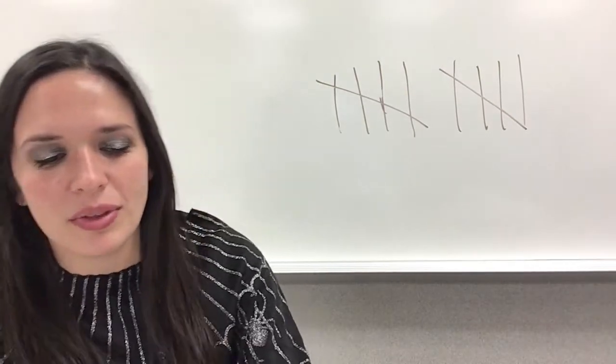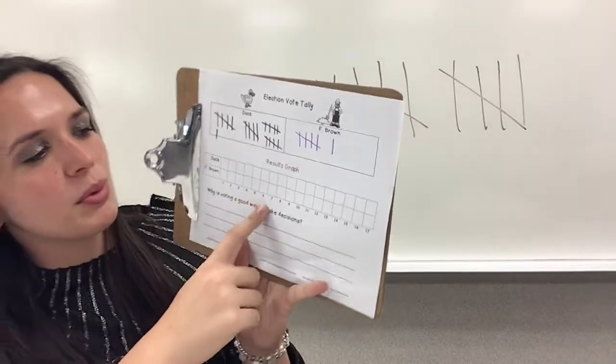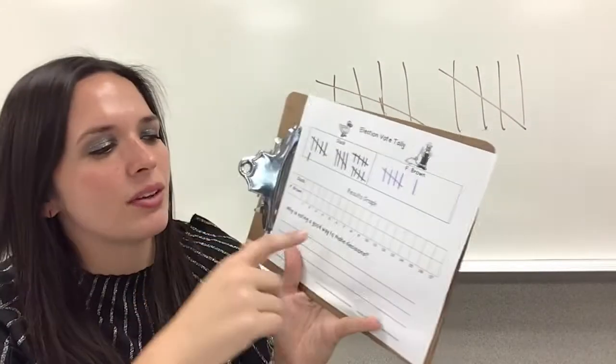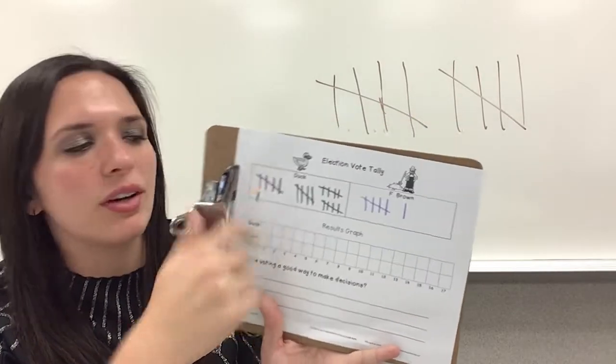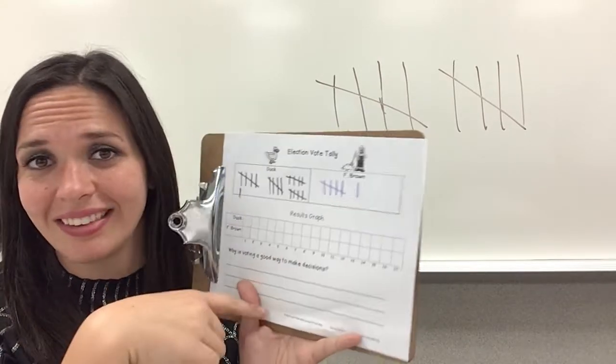So now what we're going to do with this information that we have is we've never done this before, but we're going to make a graph using this information up here. It only goes up to 17, so we're not going to be able to count all 21 of Duck's votes, but it'll still show us just how much of a landslide Duck won by.